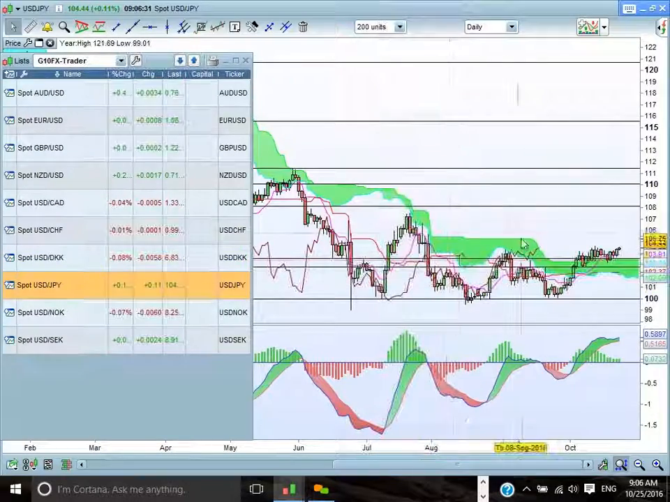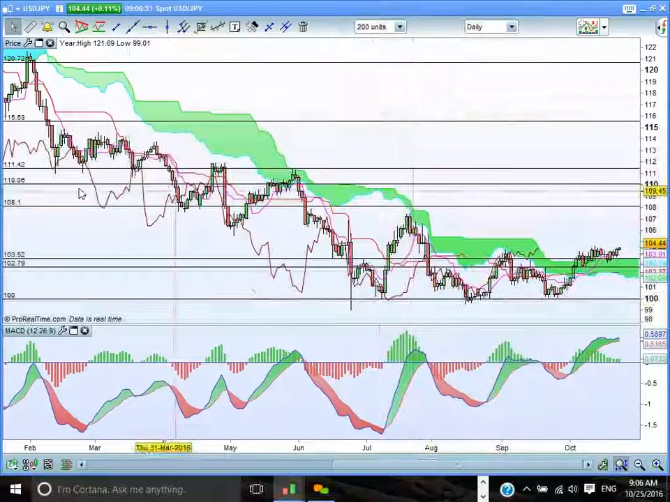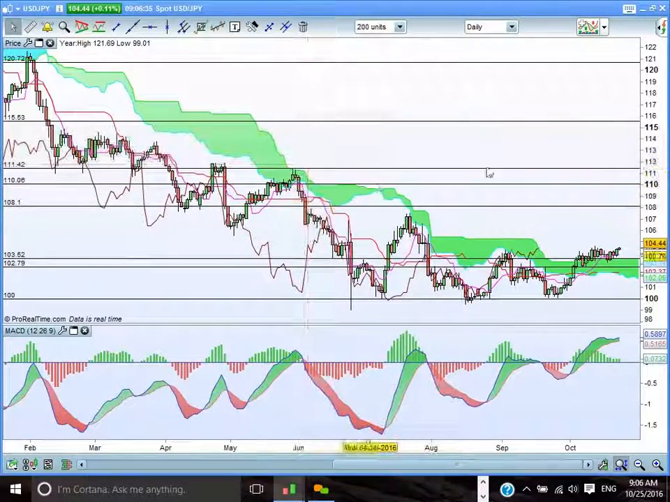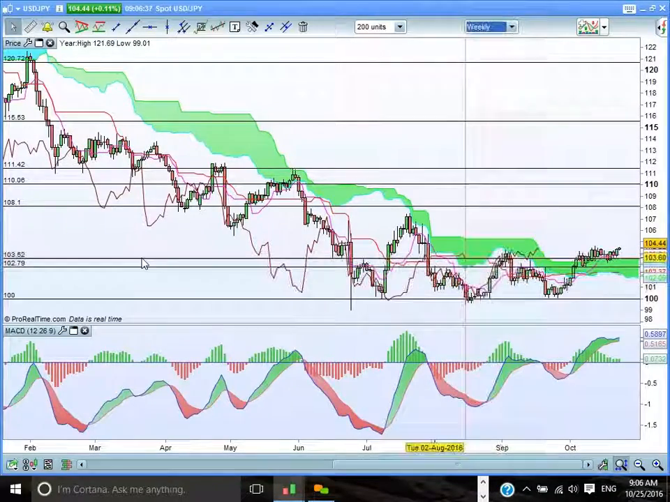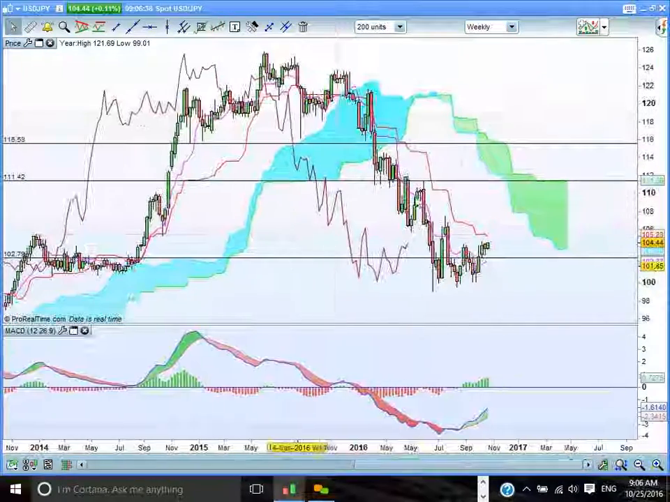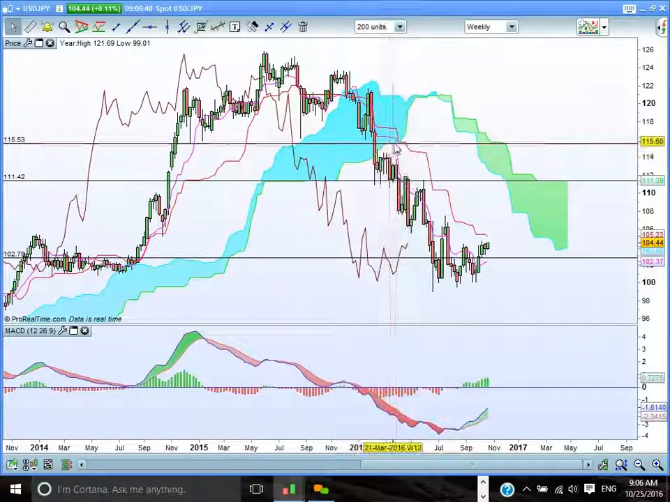US dollar yen, nice uptrend in place. Note these old cloud chart resistance zones. More importantly, where do we get them from? We get them from these zones on the weekly cloud. So those are significant areas.